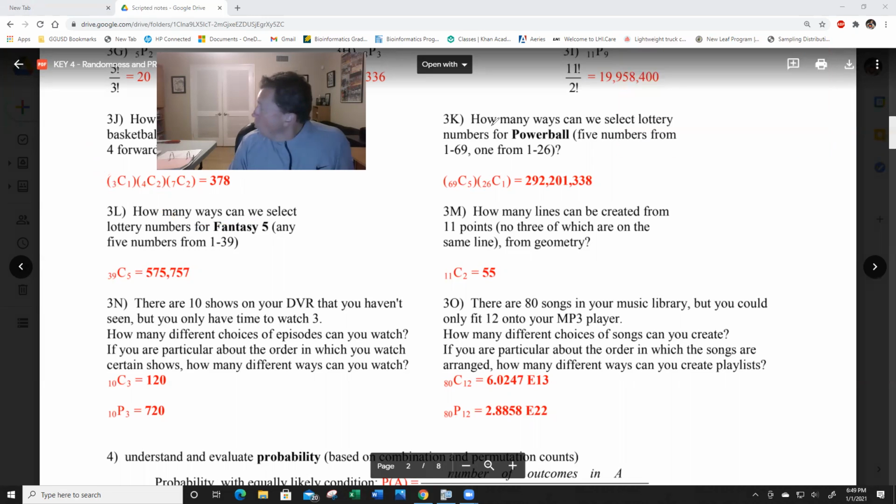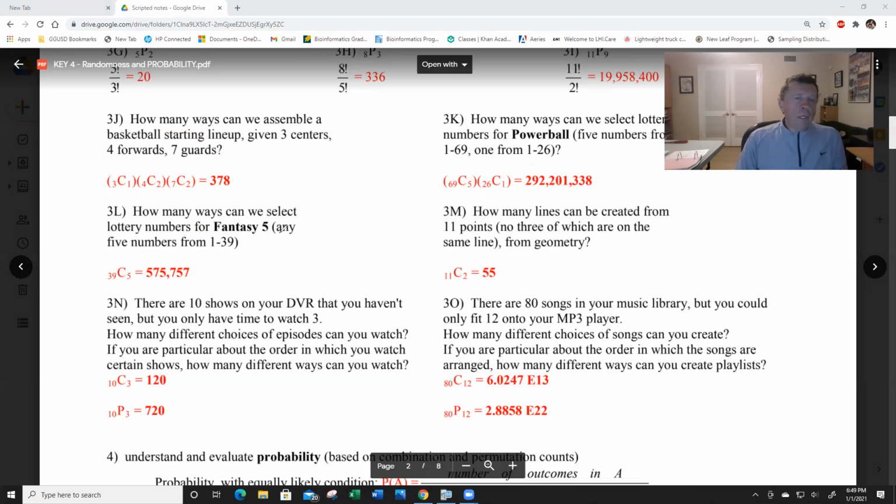K, how many ways can we select lottery numbers for Powerball? 5 numbers from 1 to 69 and 1 from 1 to 26. So again, this is combinations because you're not going to reuse these numbers. So if you're going to go 5 from 1 to 69, there you go, 69 choose 5 of them. And then 1 to 26, 26 choose 1. By the way, 26 choose 1 is simply 26, obviously. Put that together and you get a big, old, huge answer.